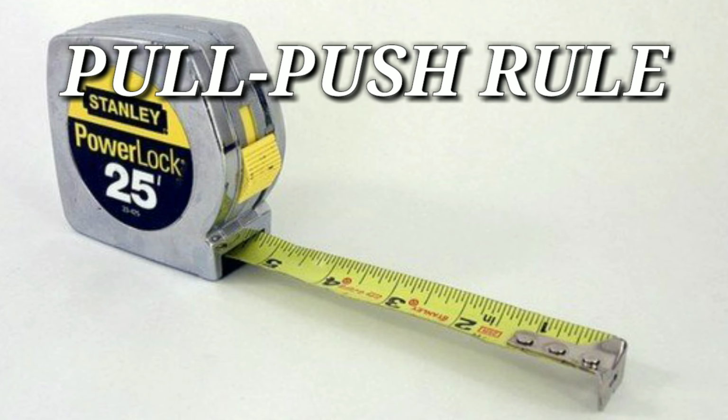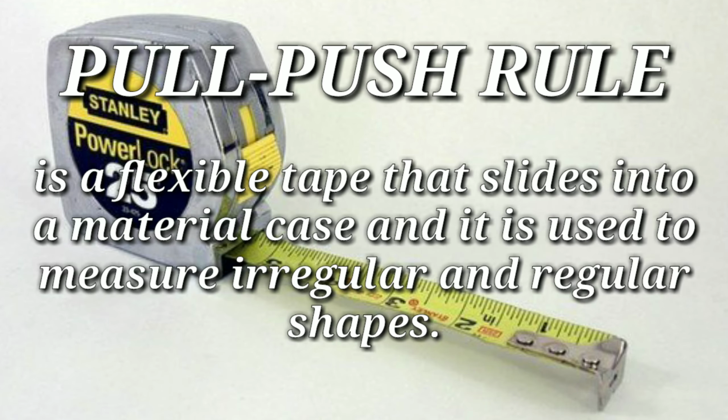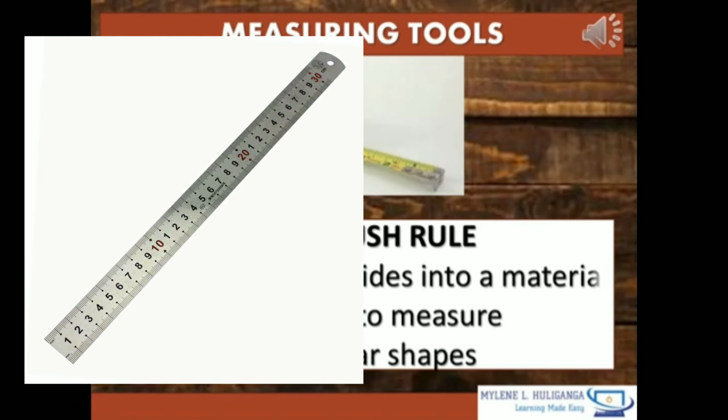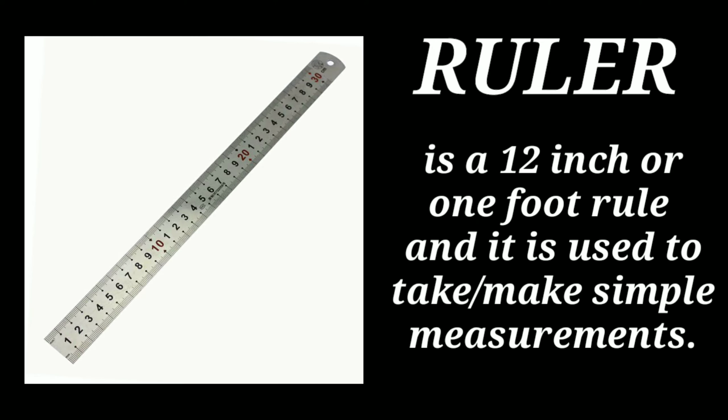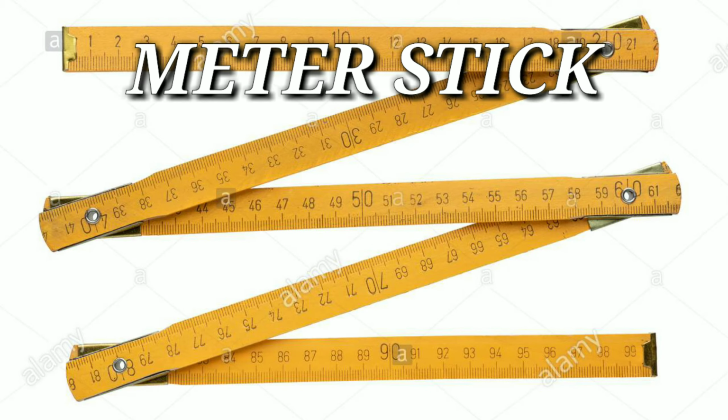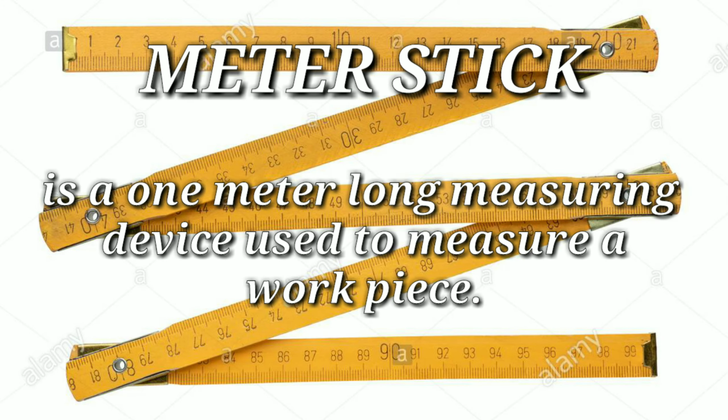First is the pull-push rule. These are flexible tapes that slide into a material case and are used to measure regular and irregular shapes. Ruler. 12-inch or 1-foot rule, used to take or make simple measurements. Meter stick. A 1-meter long measuring device used to measure a workpiece.